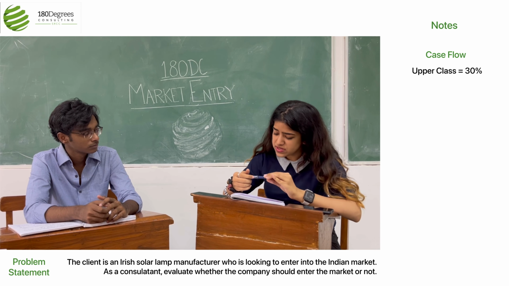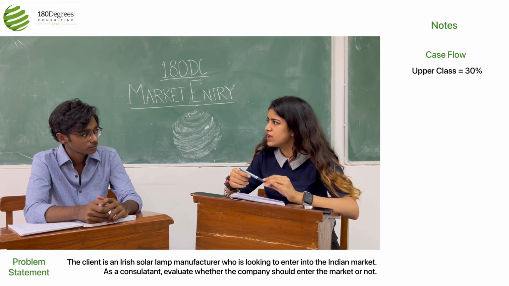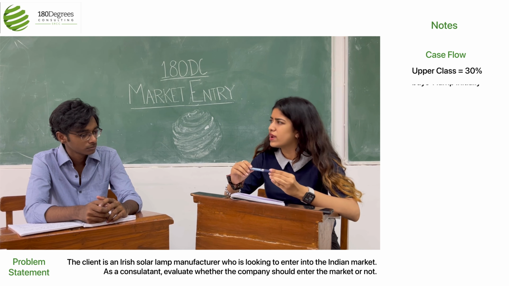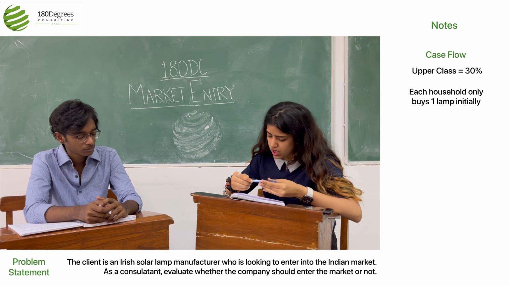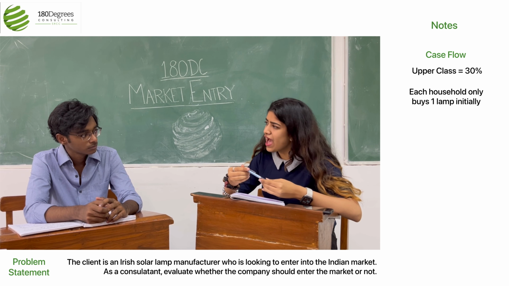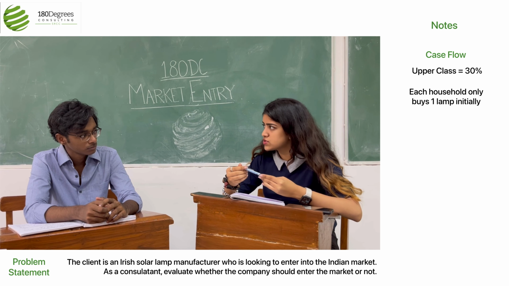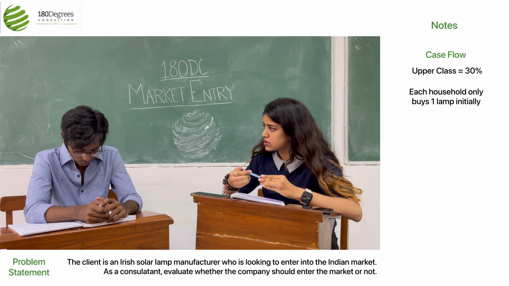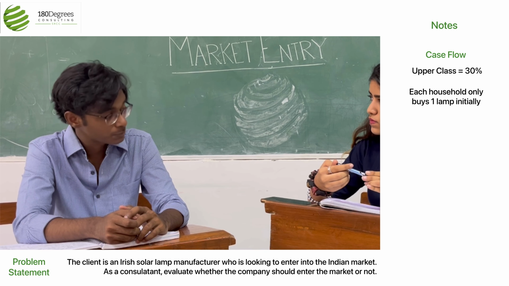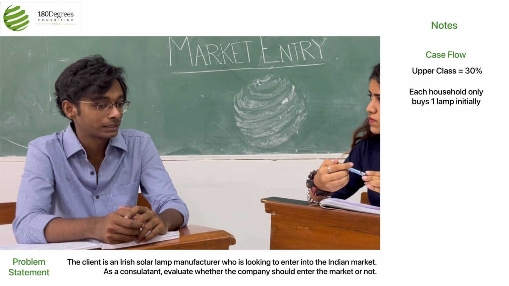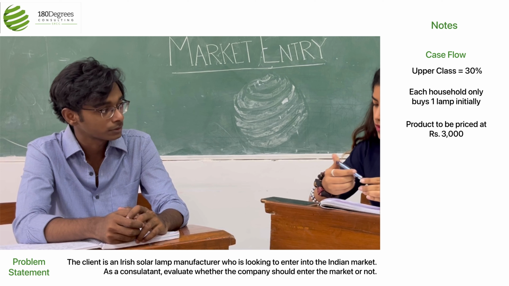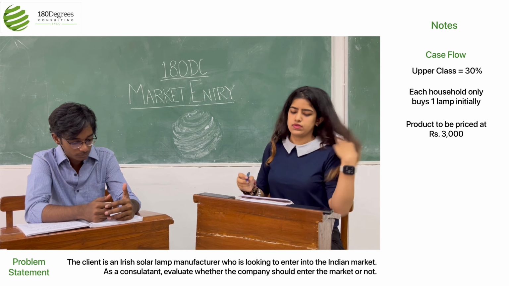And since solar lamp is a new and unique product, I believe that a household is only going to buy 1 lamp initially. So may I know the average price, expected price of 1 solar lamp? Okay, so the client is expecting to price this product at around 3,000 rupees initially. Alright.